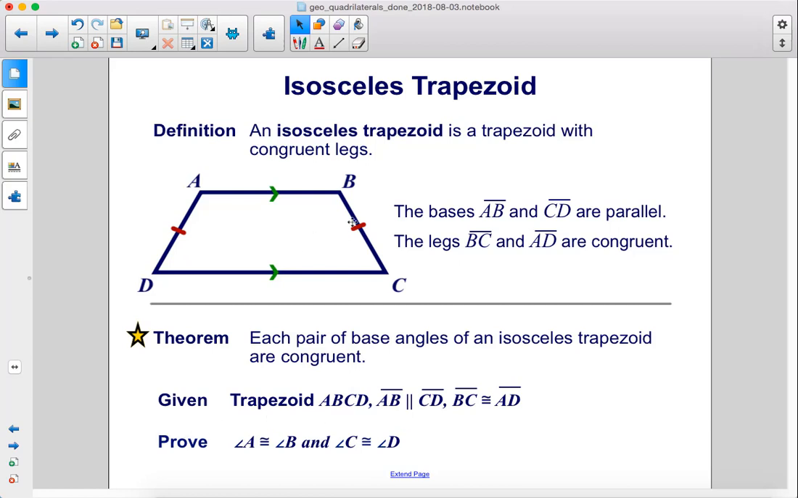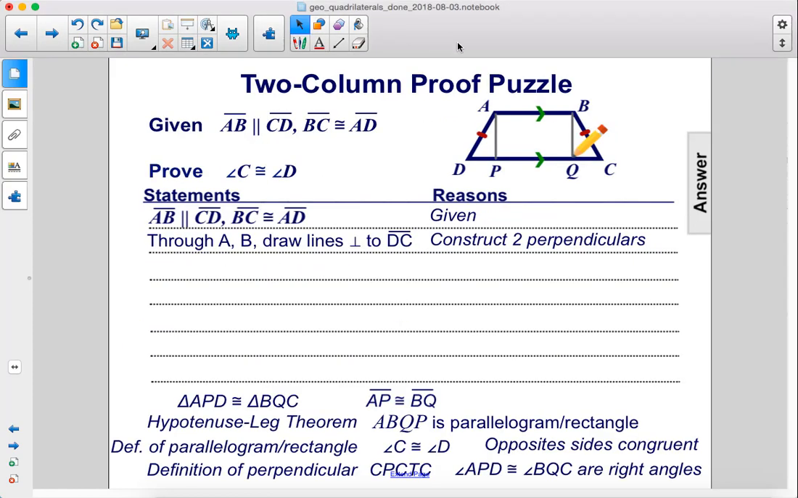Given trapezoid ABCD, where AB is parallel to CD and BC is congruent to AD, prove that angle A is congruent to angle B and angle C is congruent to angle D. Here's a two-column proof puzzle. Given that AB is parallel to CD and segment BC is congruent to segment AD, prove that angle C is congruent to angle D. All right, so we begin with our given information.